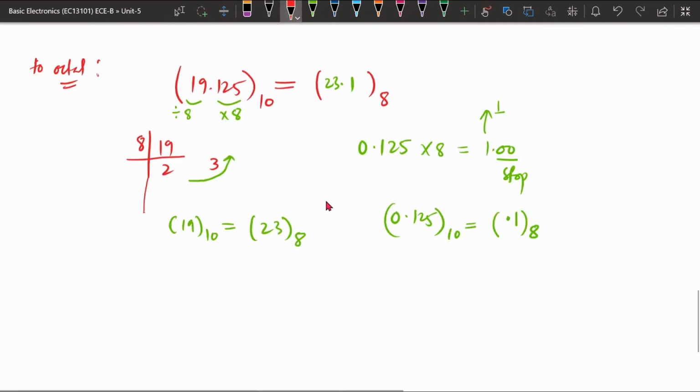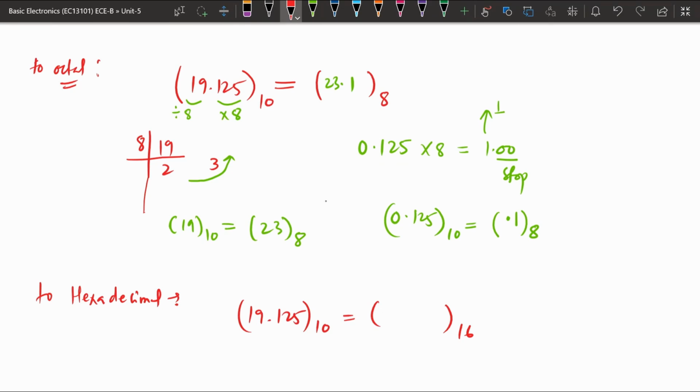Next is hexadecimal. We need to take the same example, suppose 19.125. Similar to that, just go with this. How will you be converting? Just let me know what is the equivalent of 19.125 in decimal to hexadecimal. Just go with the previous step that we have followed.